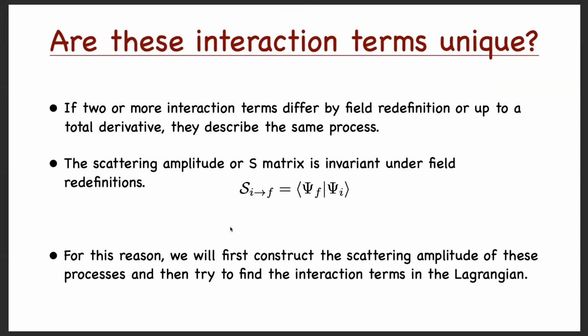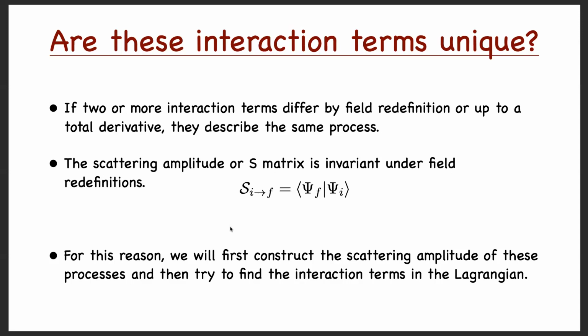So now the question is, let's say we construct such an interaction term. Are these terms that we have constructed unique? The thing is that we can just redefine the field, and if I can get one term from another interaction term by redefining a field, we consider those two terms to be the same. They can be related by field redefinition, or they can be related to each other by some total derivative.